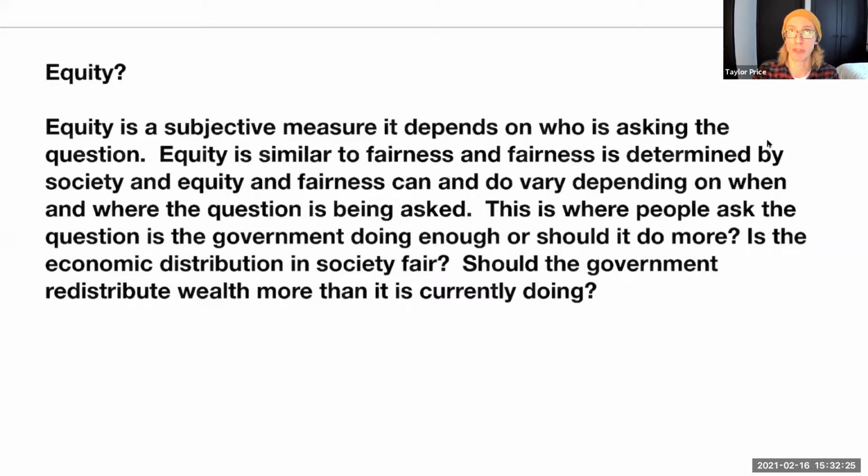But I think these questions are almost more important than efficiency, because these questions are usually much more impactful in people's daily lives. Equity being specifically how fair our society is. So just kind of an important distinction between the two.